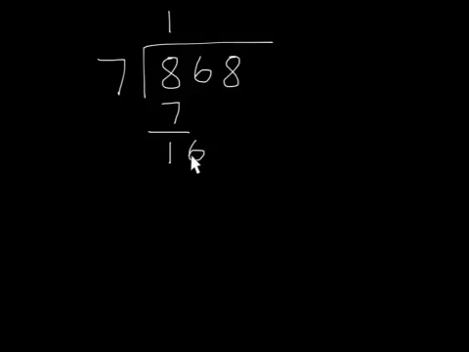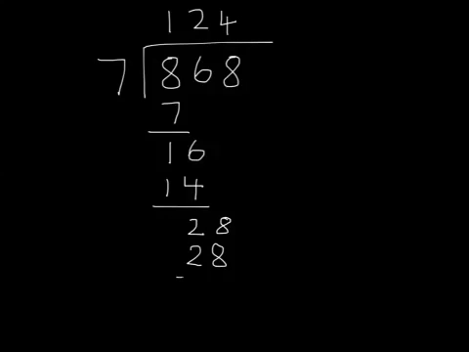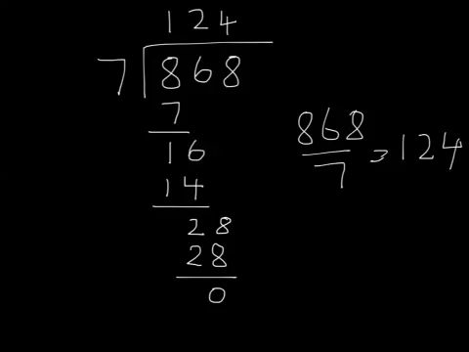How many 7s are there in 16? Well, 2 7s are 14. What's the remainder? 2. Then I bring down that 8 to here. How many 7s are there in 28? The answer is 4. 4 7s are 28. There's no remainder. So 868 divided by 7 equals 124.